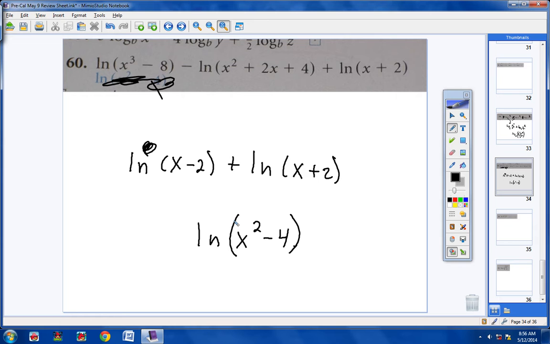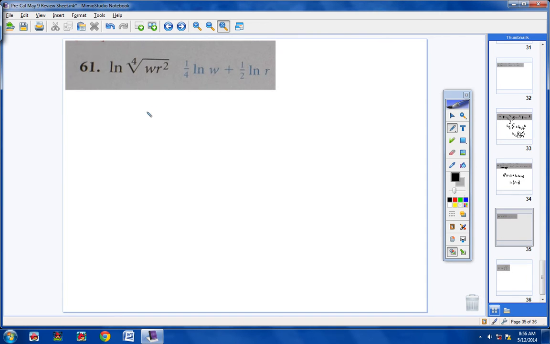Yes, sir. And you know that because you're down to one logarithm. There's nothing else you can do. You have one logarithm left. Okay, 2 more and we're done with our first page today. All right, let's expand this, okay?